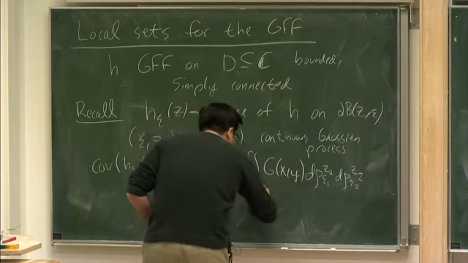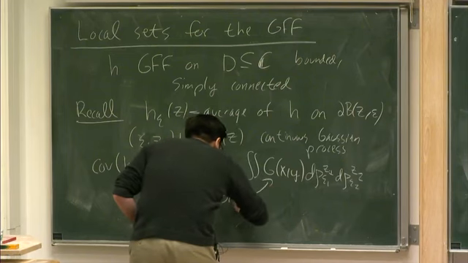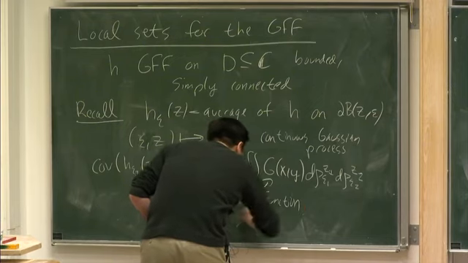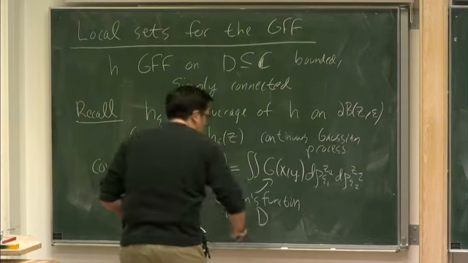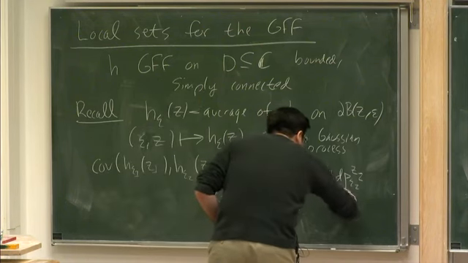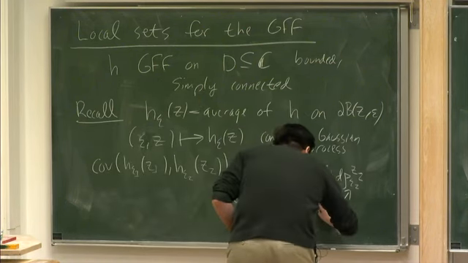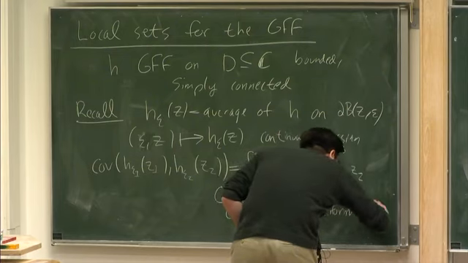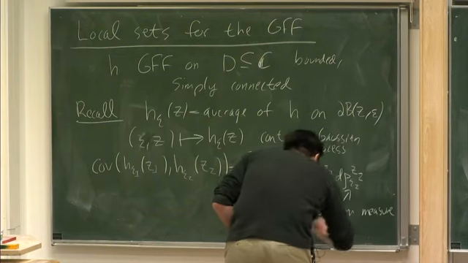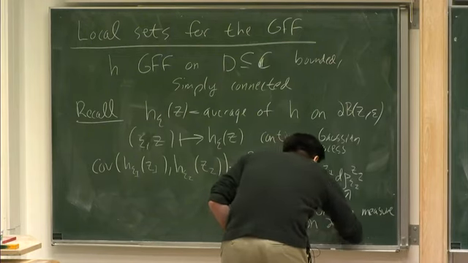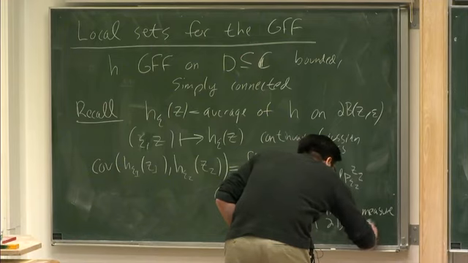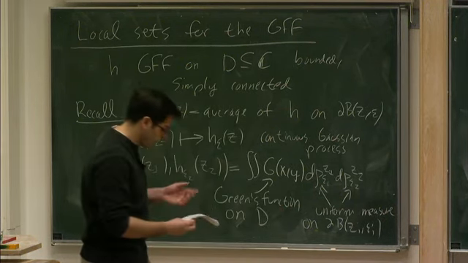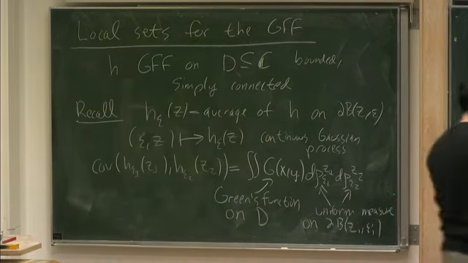So here this was the Green's function on our domain, and these two things are the uniform measures on the boundaries of our two circles. Okay, so this is something that we derived earlier.